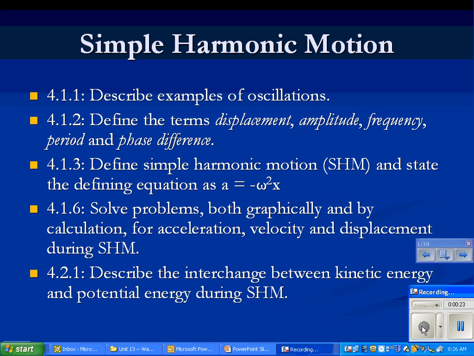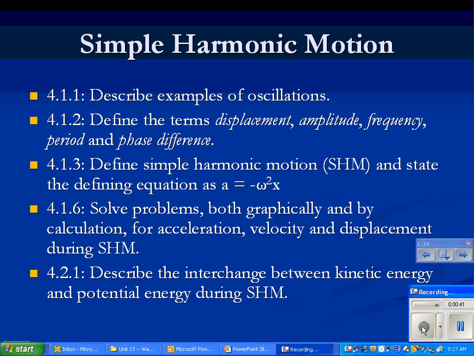Define simple harmonic motion. Whenever you see SHM, that just stands for simple harmonic motion, because writing simple harmonic motion over and over and over gets old. And state the defining equation as a equals negative omega squared times x. We'll talk about that and what omega is, what that means.